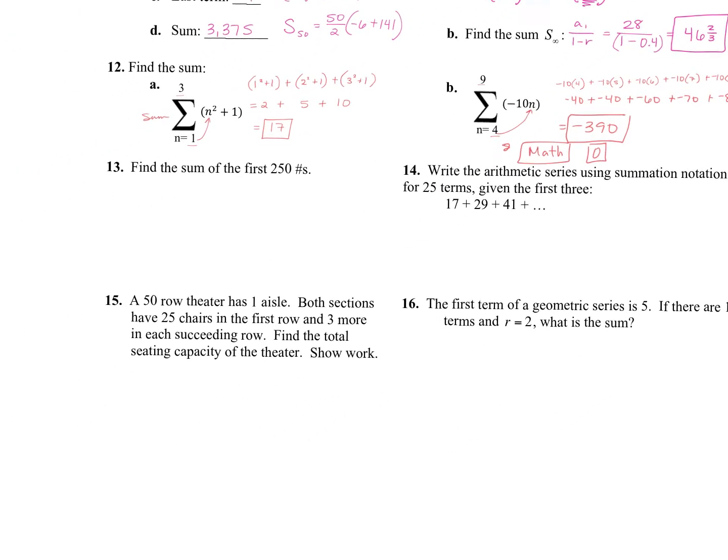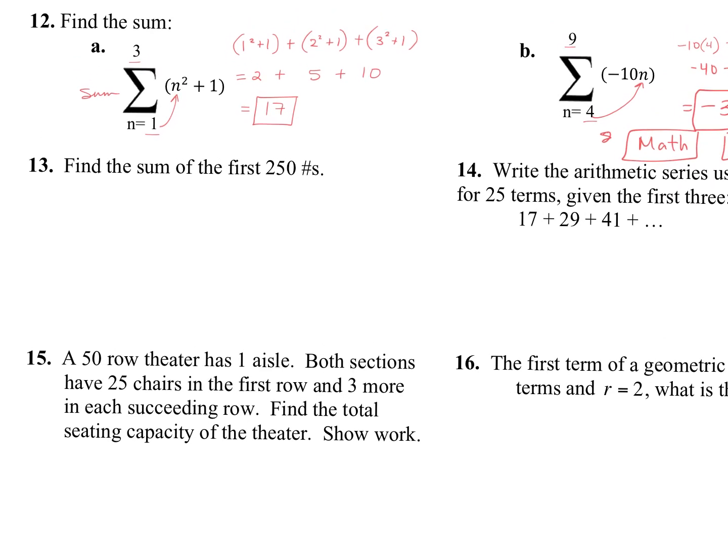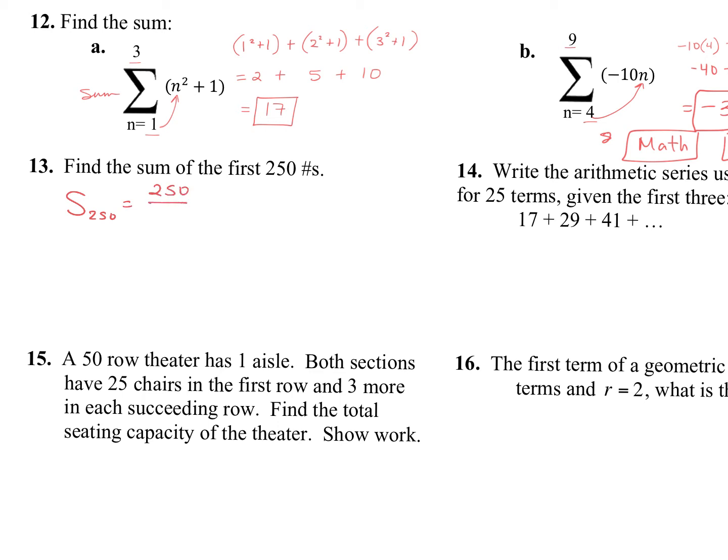Number 13. Find the sum of the first 250 numbers. If you think about it, you're saying the sum of 250 numbers, so 250 is the number of terms. Your first number is 1. Your last number, if it's 250 numbers in a row that we're adding together, would be 250. So you can set it up like this: 250 divided by 2 times 1 plus 250. The sum of those 250 numbers is 31,375.